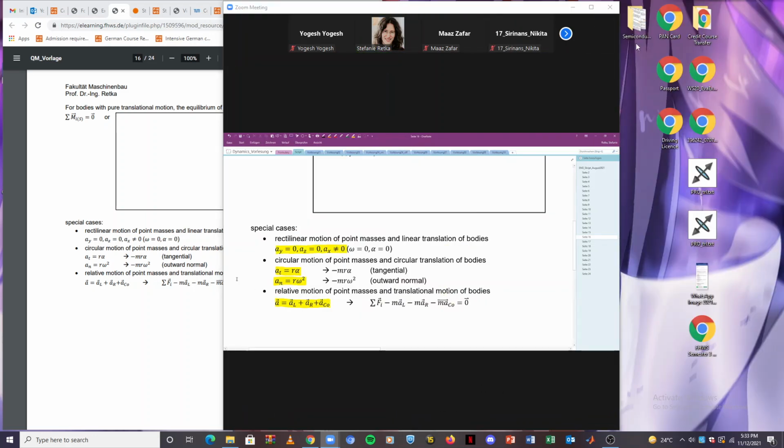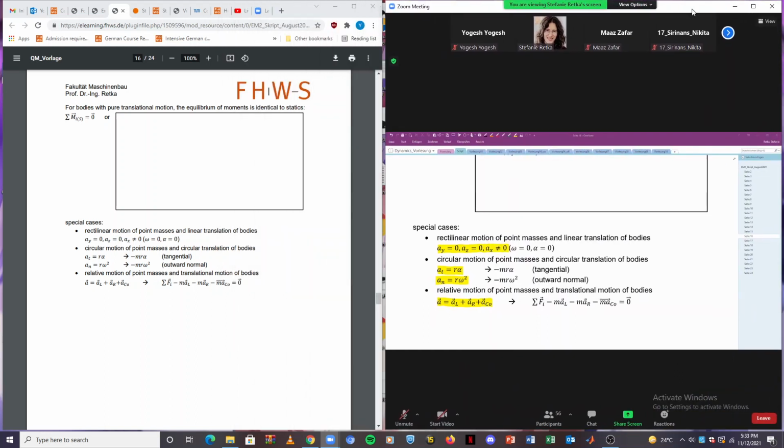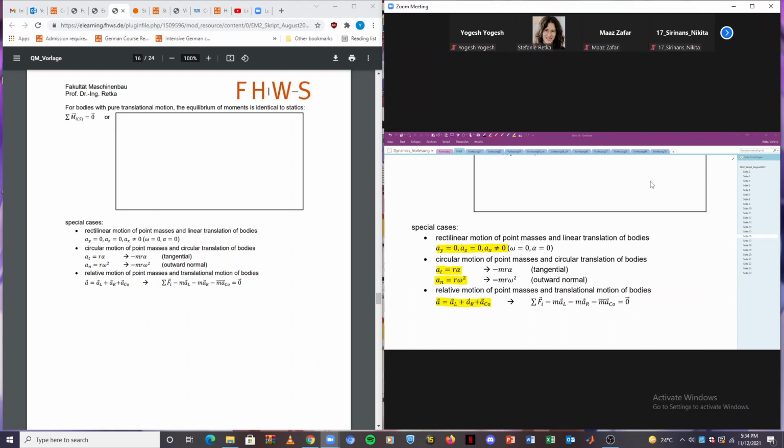Sure, Professor. In the case of relative motion of point masses, the Fi has different directions. For example, as the object rotates, we might have forces acting in x and y direction, and accelerations L and R are 90 degrees apart from each other. How are we going to consider the directions of the forces? Oh, they are vectors. So always keep in mind that these are vector equations.